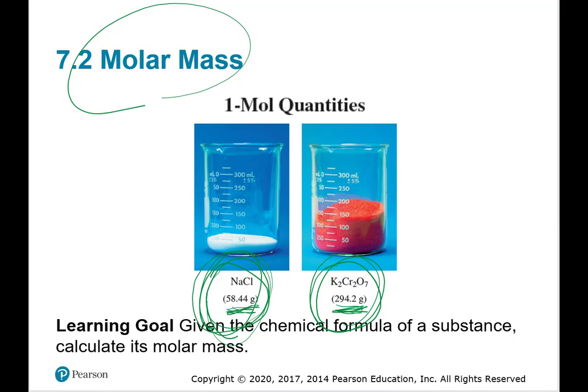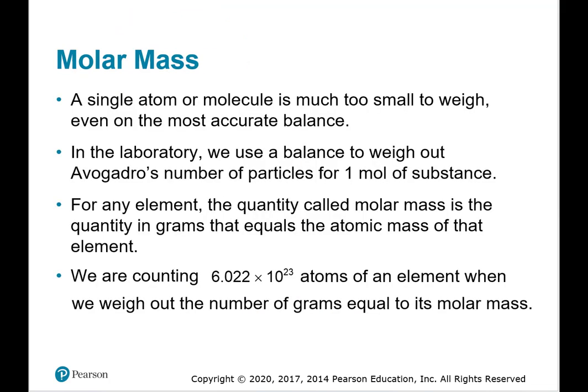So given the chemical formula of a substance, you're going to be able to calculate its molar mass. A single atom or molecule is much too small to weigh, even on the most accurate balance. In the lab, we use a balance to weigh out Avogadro's number of particles for 1 mole of a substance. For any element, the quantity called molar mass is the quantity in grams that equals the atomic mass of that element, and we find that on the periodic table. We are counting 6.022 times 10 to the 23rd atoms of an element when we weigh out the number of grams equal to its molar mass.